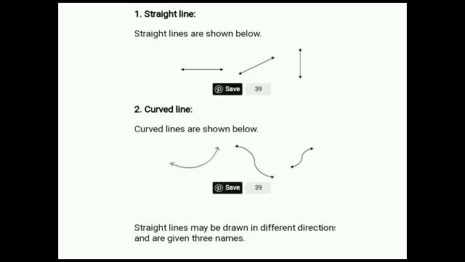Next we are going to see about straight lines. So straight lines are shown below. Here are three straight lines: vertical line, horizontal line, cross line. Second is curved line. Curved lines are shown below. A curved line will not be straight.